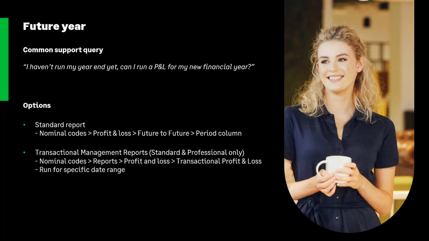So again, options: your standard report, P&L future to future. Remember, it's a period column year after, or if you are on Standard or Professional, you can run the transactional management reports. So for P&L, nominal codes, reports, P&L, and then you've got your transactional P&L. Run that for whatever date range you want. Obviously, that would be for previous financial years, current financial year, or future financial year.